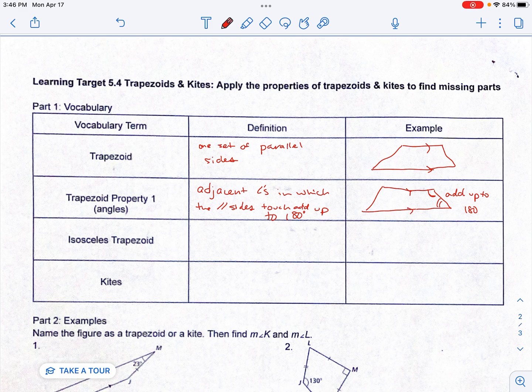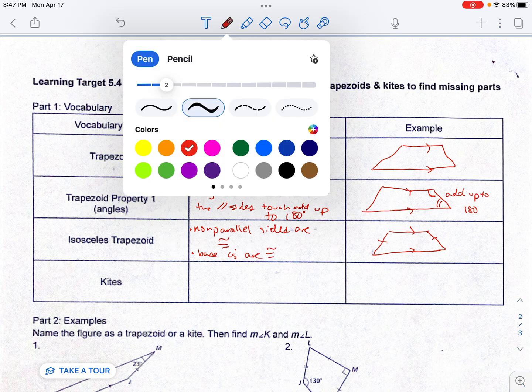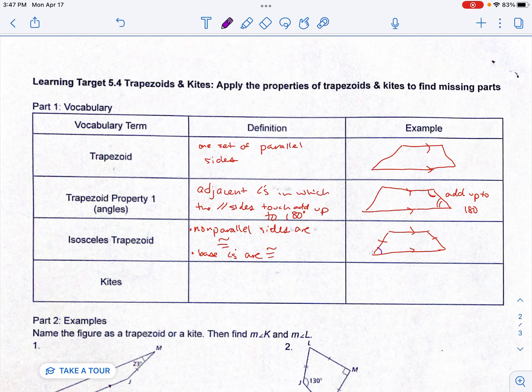An isosceles trapezoid, this is where the non-parallel sides are congruent. This also means that the base angles are congruent. So they're still going to add up to 180, but then my base angles, notice they're both a single arc. Those are congruent, and up top, those are 2 lines, so those 2 are congruent.